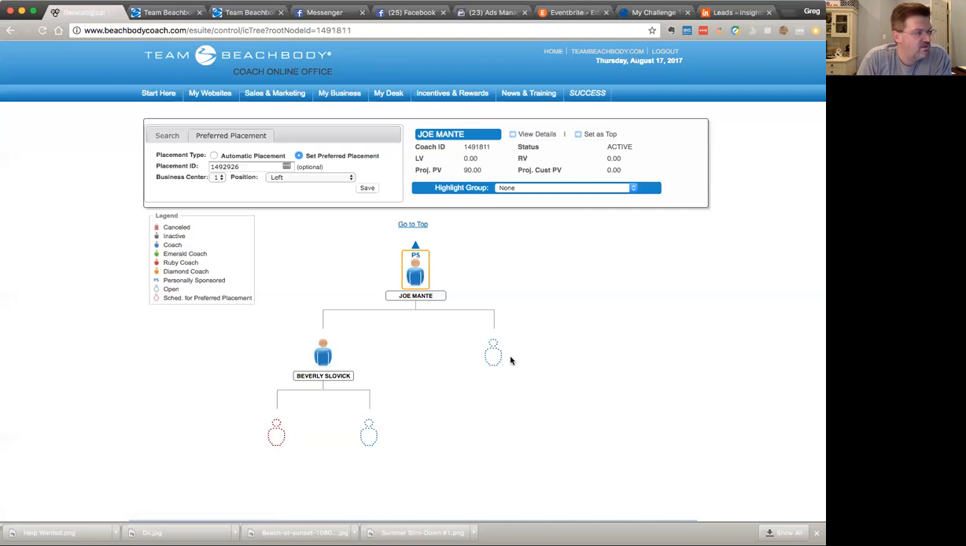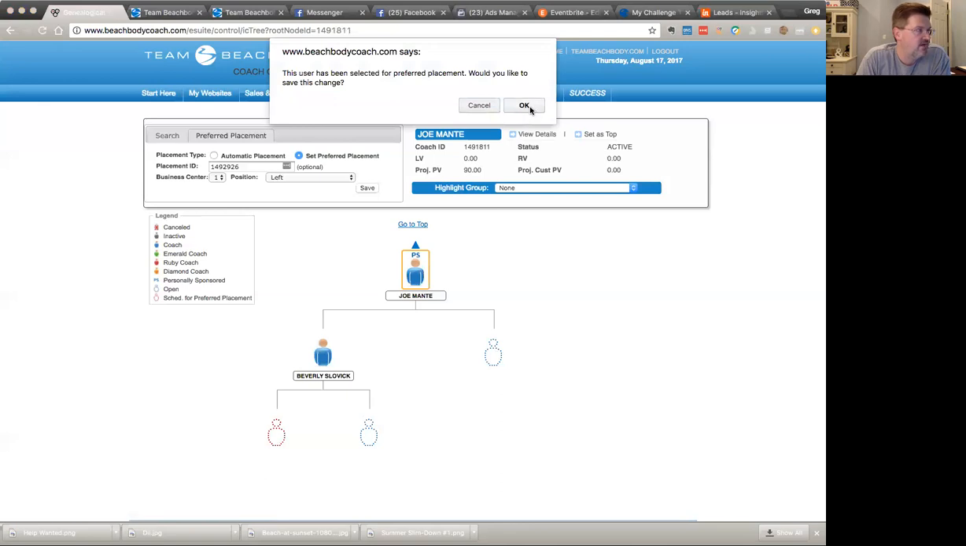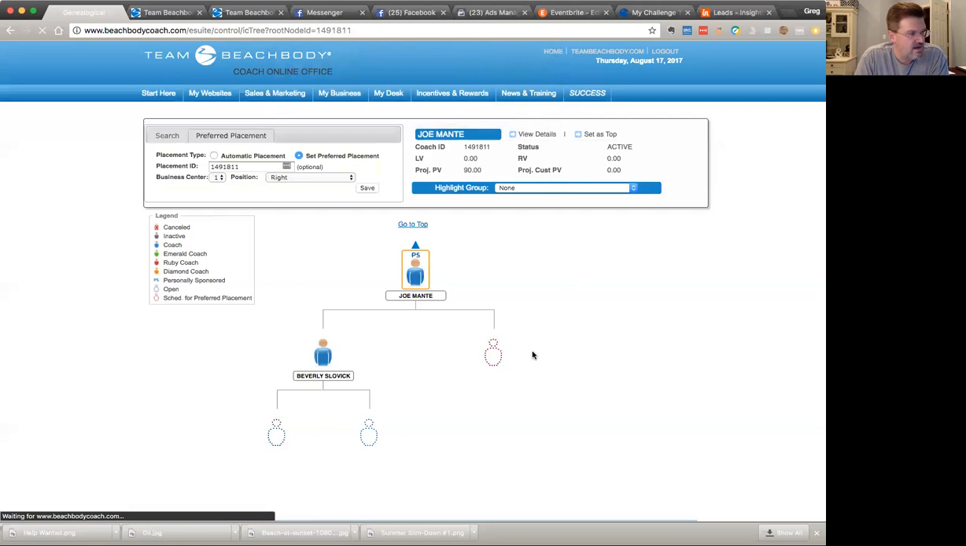Okay. So if we wanted to go on to the right side, what I want to do is click on this guy on the right, and it'll pop up a dialog box that says, do you want to set your preferred placement? Would you like to save the change? And I say, okay. And now you can see that the dotted red guy is on the right side. Okay, so now when Joe signs up his first coach, it will go right here on his inside leg.